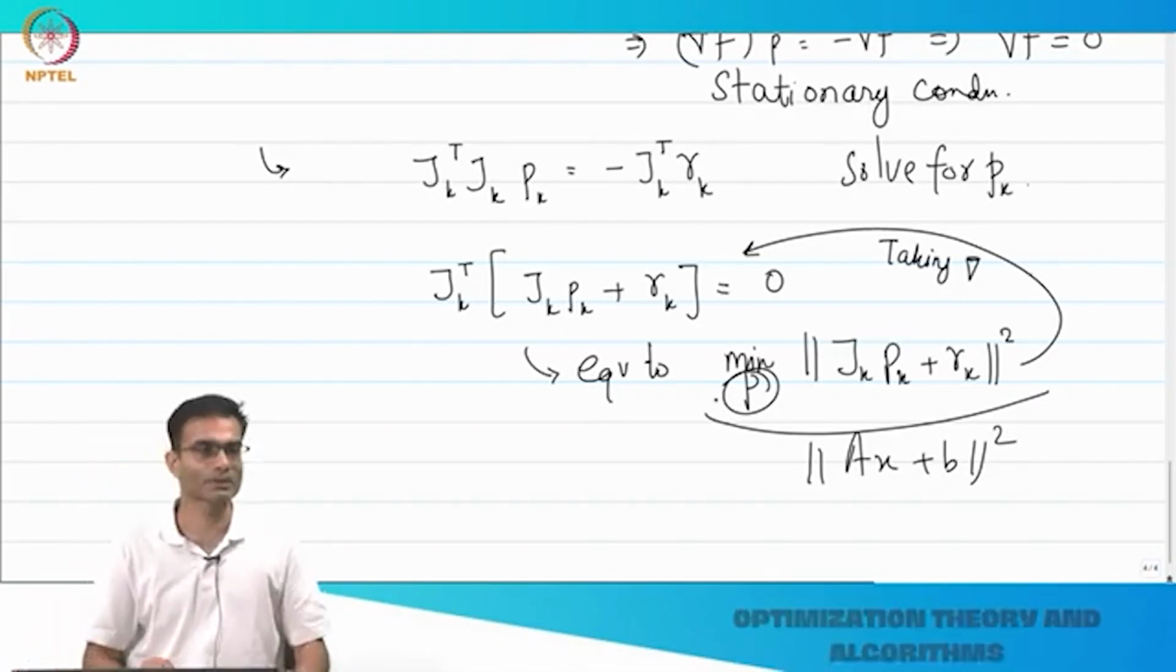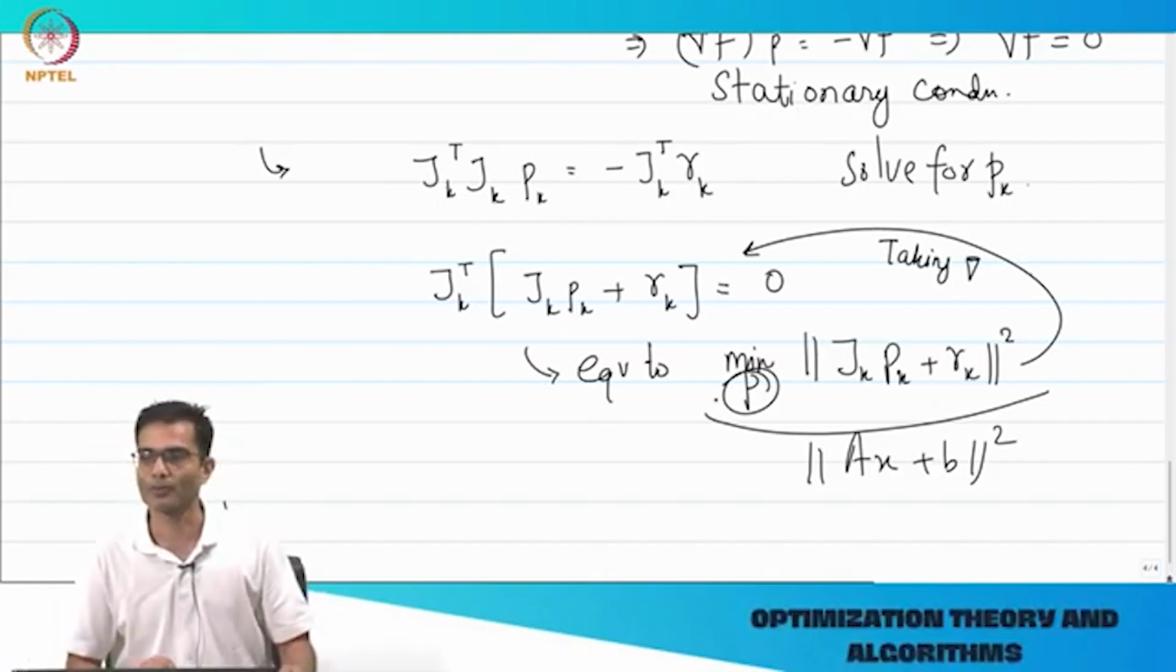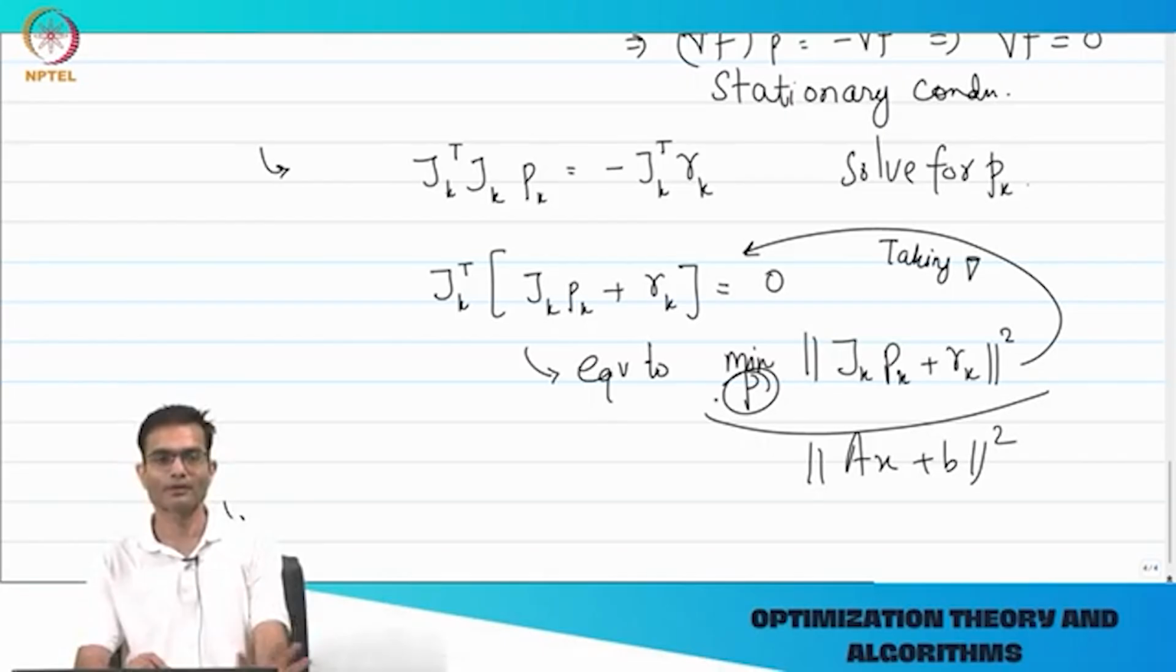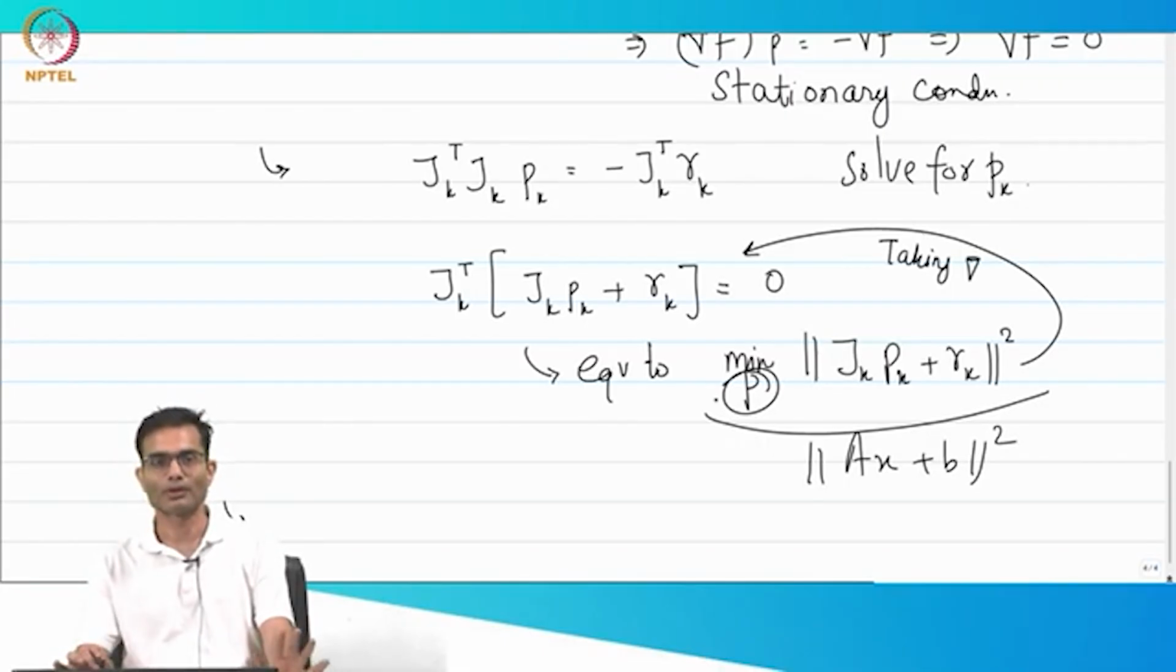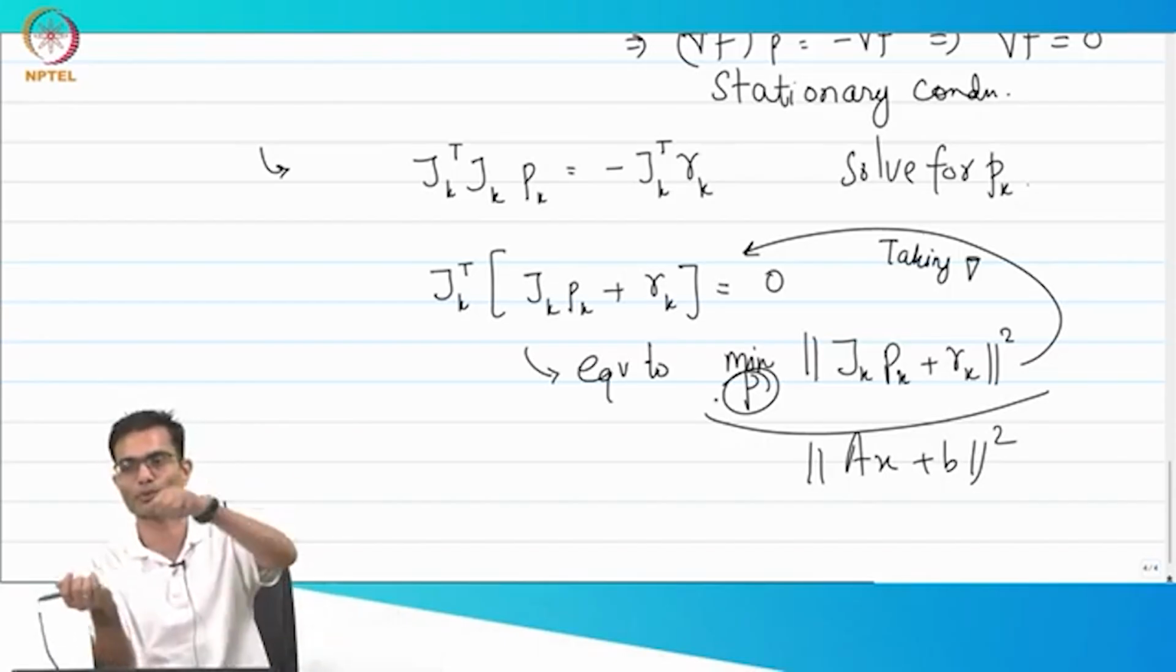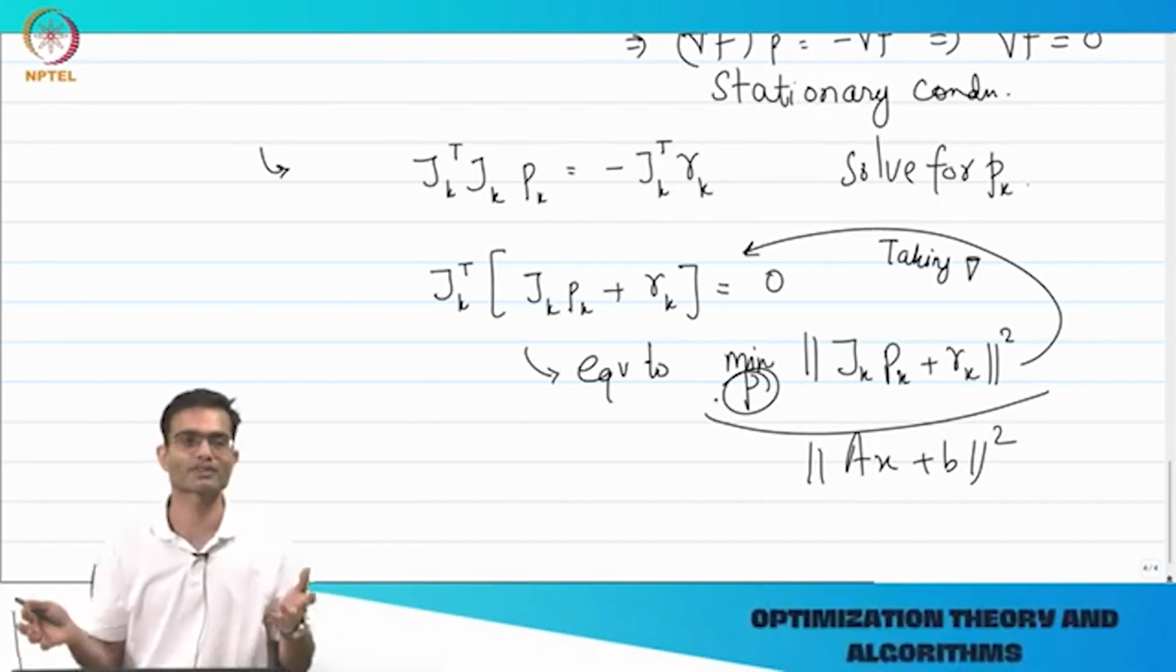Any questions on this? Quite straightforward, right? There's almost nothing new over here. It's just based on a slight modification of Newton's method, or rather taking Newton's method and pouring it into the least squares formulation.